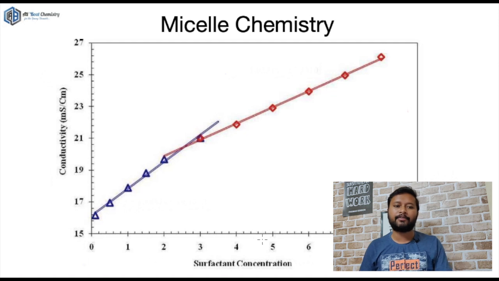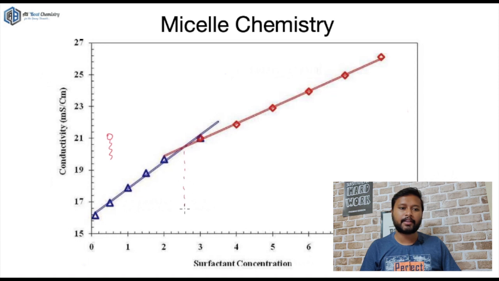Now when you increase the surfactant concentration, what will happen is that initially you have only surfactant ions, so these ions will help in the conduction, right? The conduction of the solution will increase along this blue line, as you can see on the screen. So this blue line is the conduction which you will see when the free ions are there. Now after a particular concentration, you know what that concentration is.